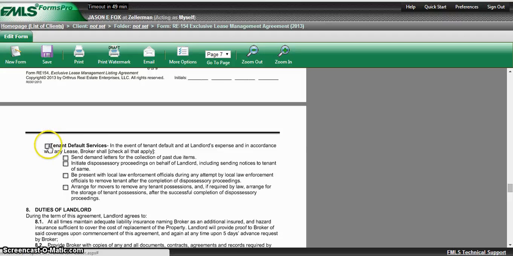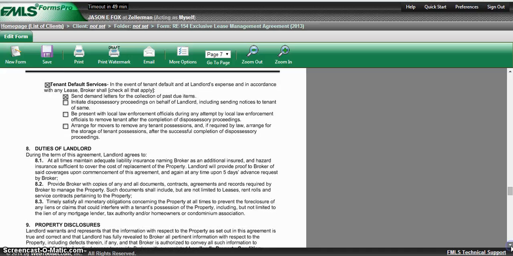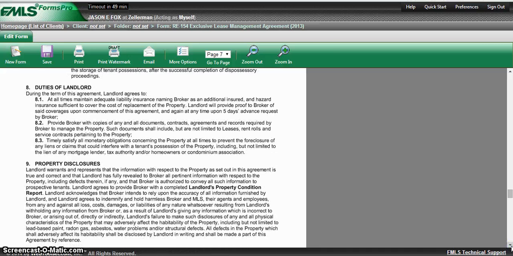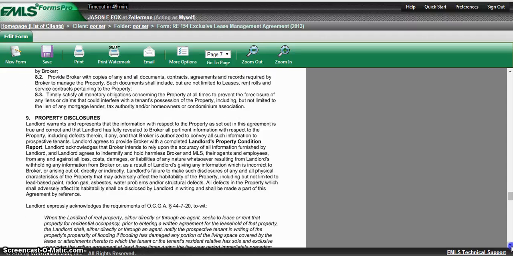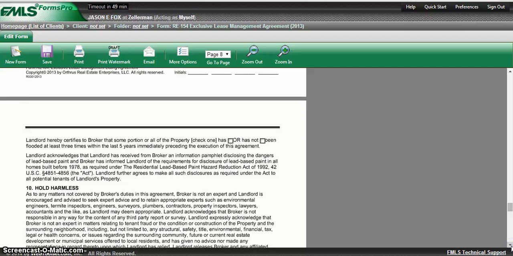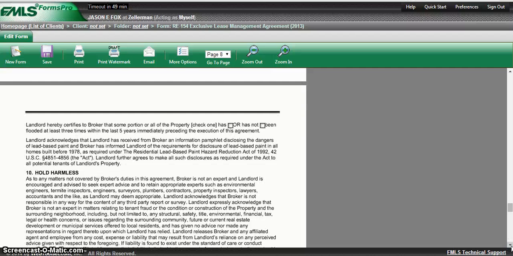Tenant default services. This is how, if we're going to provide any default services, what we can do. We can send demand letters. We can enter in proceedings. We can be present with local law enforcement. So these are all optional things we can do as property management. Duties of landlords. This goes into their duties to us to maintain insurance, etc. You can read those. Property disclosures. They'll provide a landlord disclosure statement. Landlords don't always do that, but it is nice to have.